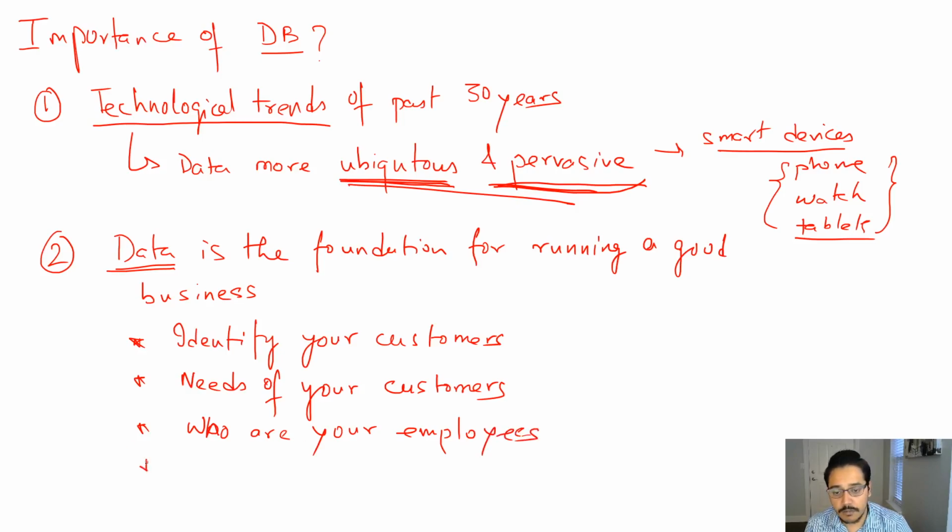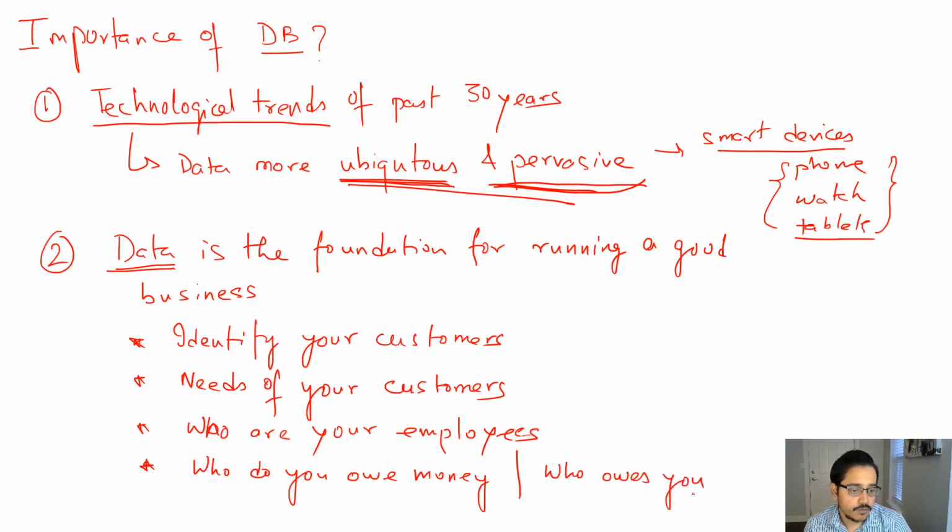And then we can talk about who do you owe money, and who owes you. So all of these decision making comes from the data, and that data is quite prevalent, and it's being generated at a very fast speed, right? If you have heard the concept of big data.